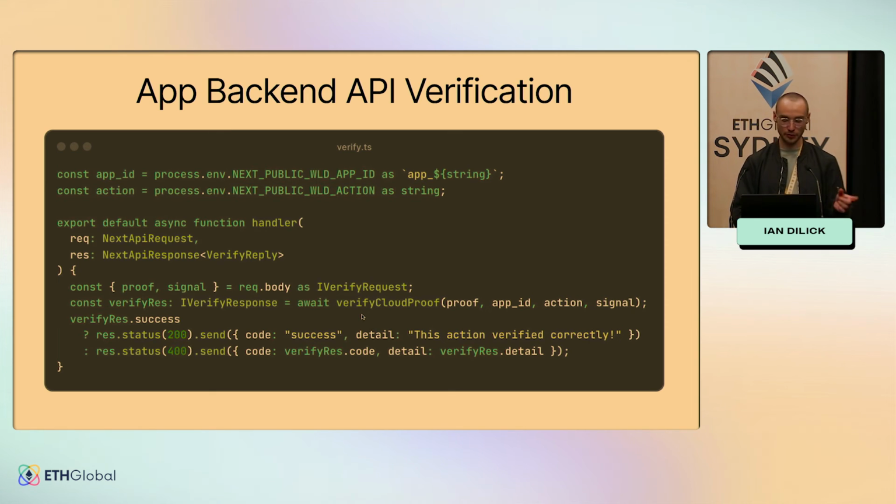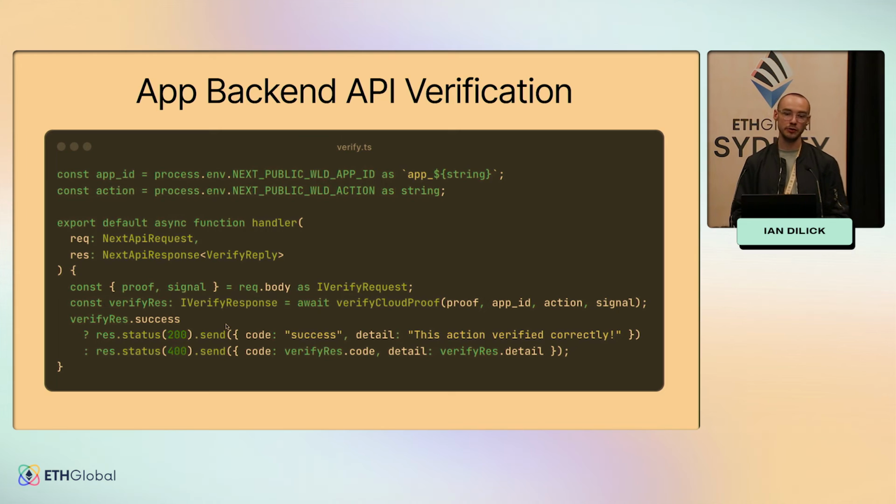So you pass the proof and the signal to your backend, and then pass the proof, app ID, action, and signal if you used it into the verifyCloudProof function, and then it will return a success or failure. If it fails, it will include an error code and detail explaining the error. Otherwise, it just returns success. And then you can send that response back to your front end to present that to the user.